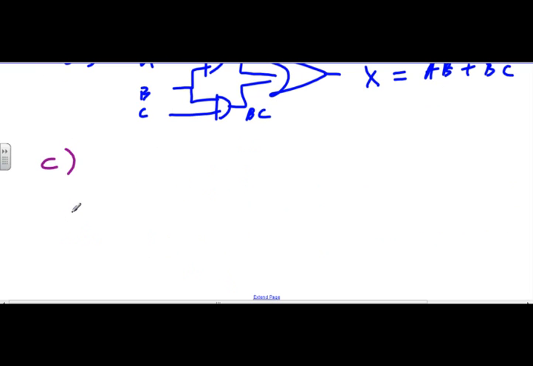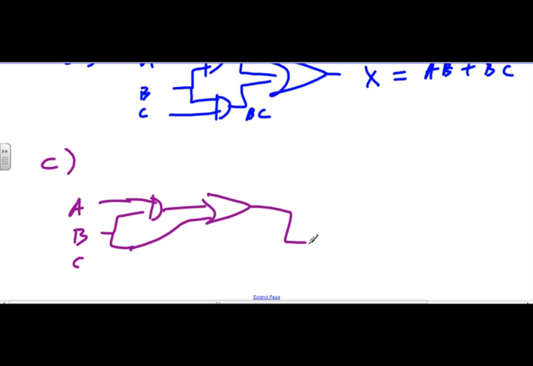C. A, B, C. I got an AND, I got an OR, I got another AND, and I got a Y.